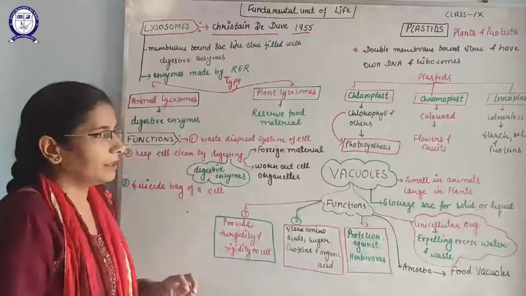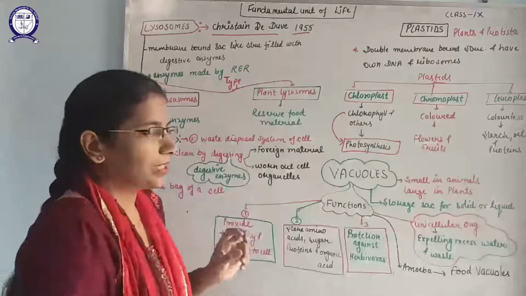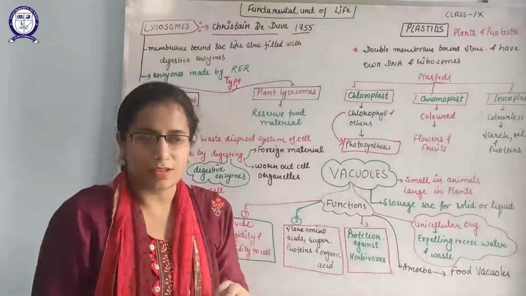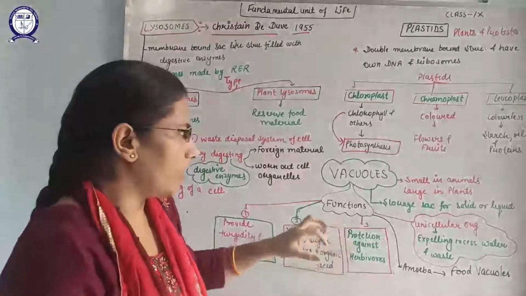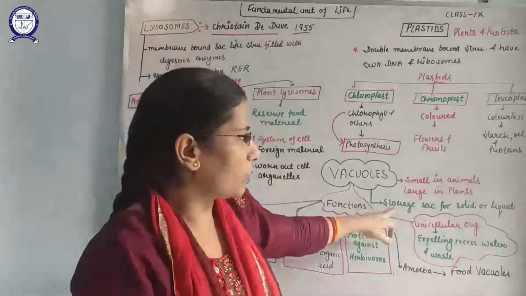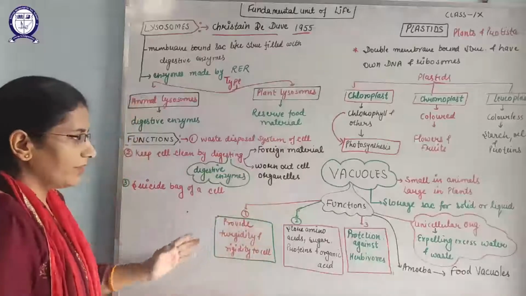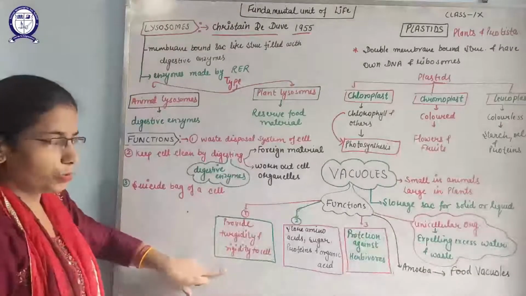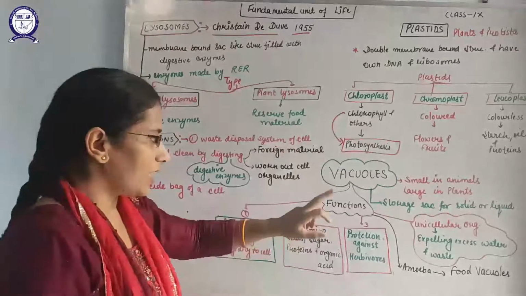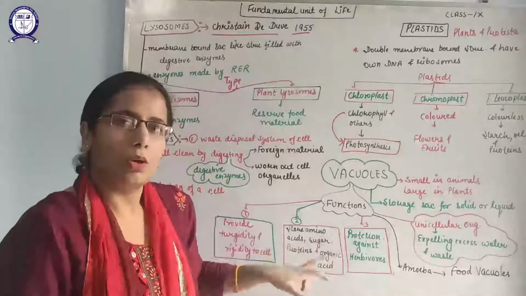Okay, after that we come to the third topic, that is the vacuoles. Vacuoles are spherical structures that are smaller in size in animals but larger in plants, and these mainly act as a storage sac for solids and liquids. So what are the main functions of these vacuoles? First, these vacuoles provide turgidity and rigidity to the cells. They also store some amino acids, sugars and proteins along with organic acids.